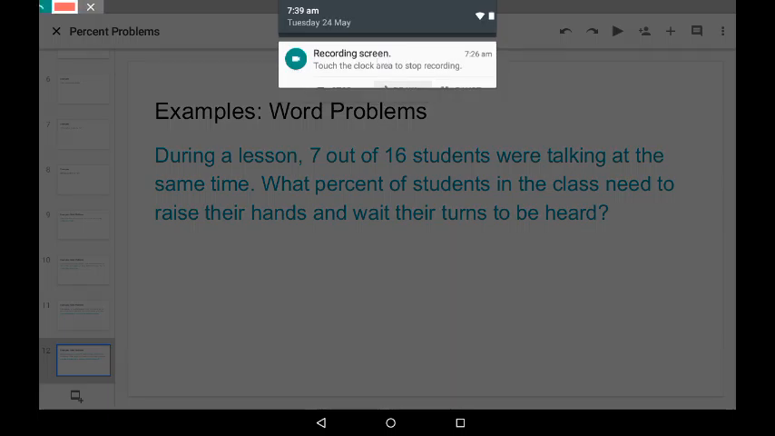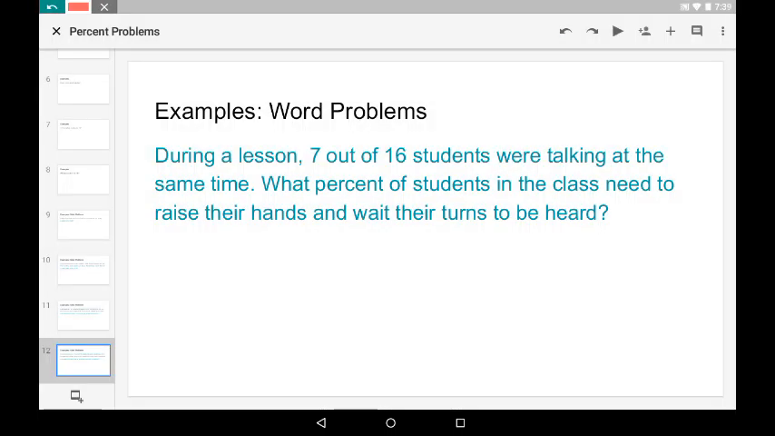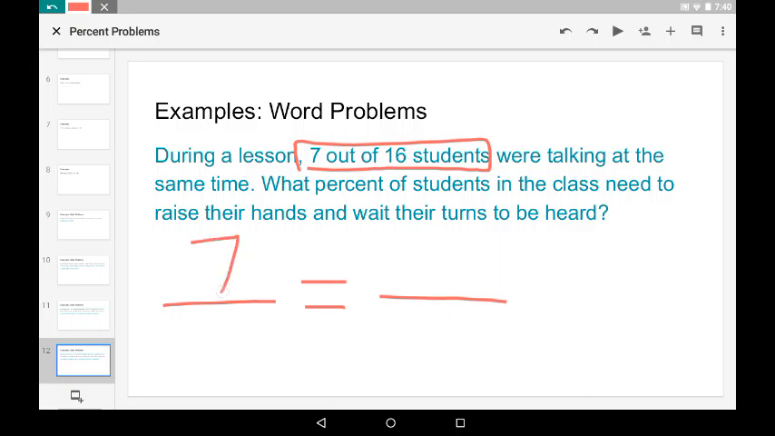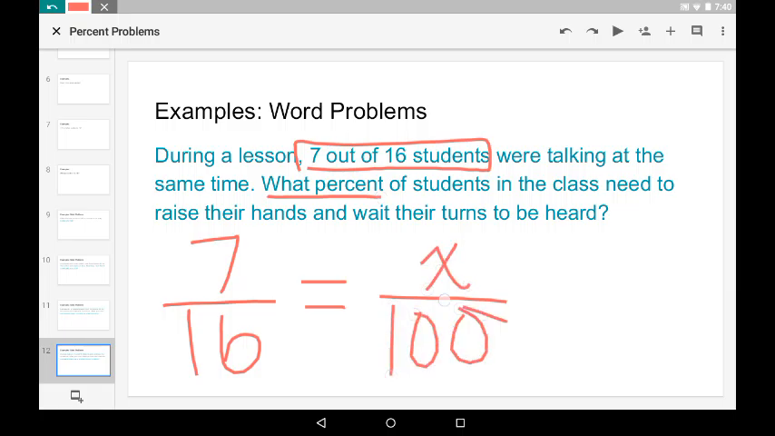And here's one more final word problem just for you guys. During a lesson, 7 out of 16 students were talking at the same time. You know who you are. What percent of students in the class need to raise their hands and wait their turns to be heard? Alright, so 7 out of 16 students. Think about this as like 7 out of 16 on a quiz. How do you set that up? 7 out of 16. We're looking for a percent. X over 100. We can cross multiply.